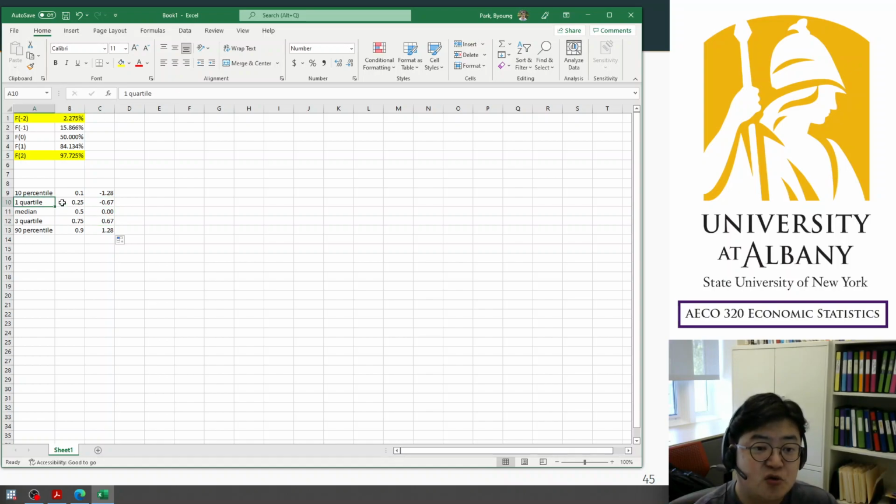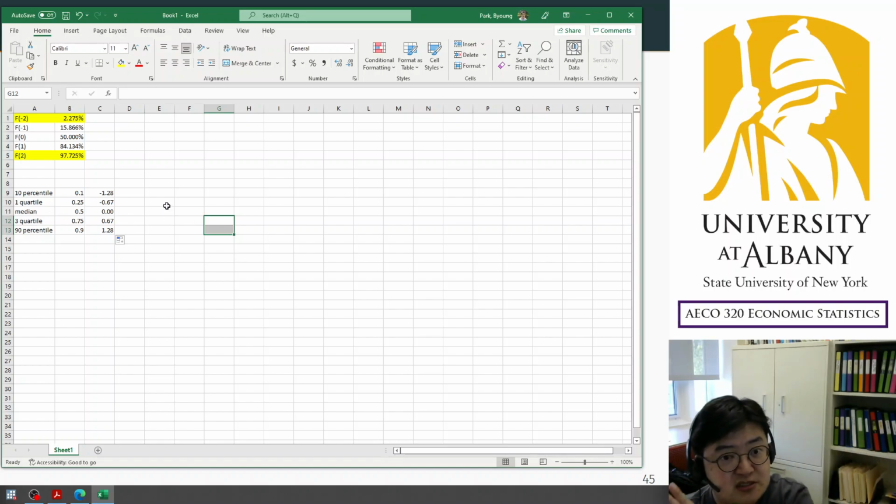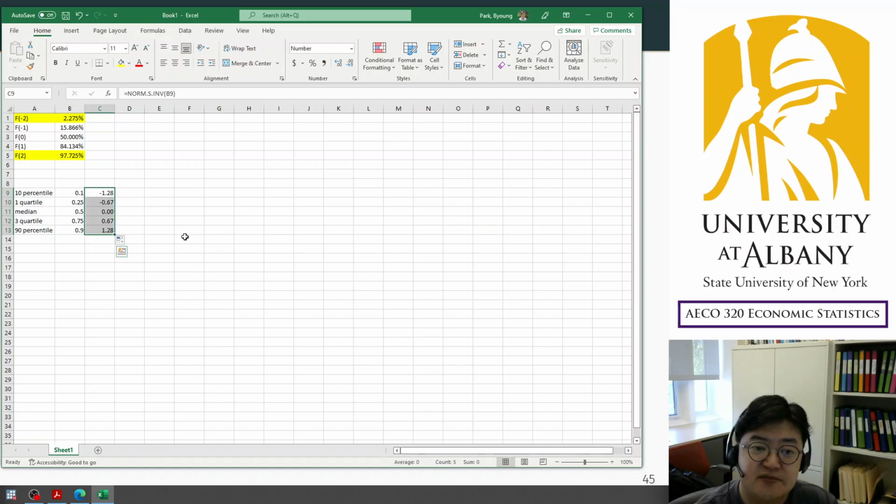And first quartile and third quartile are also symmetric because everything is symmetric. 10 percentile, 90 percentile are symmetric because the normal distribution is symmetric. Okay? And also you can see that as the probability increases, the percentile increases. Right? It is also natural. 0% is the lowest and 100% is the largest. So as the probability increases, the value should increase.